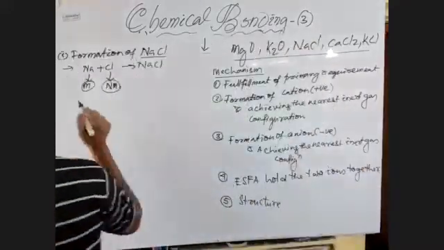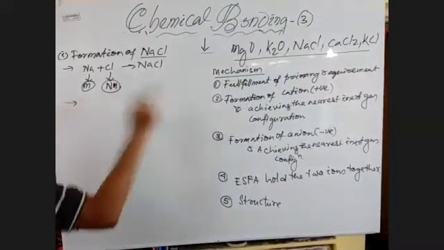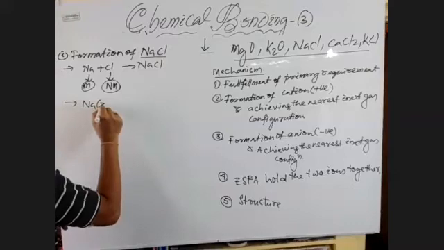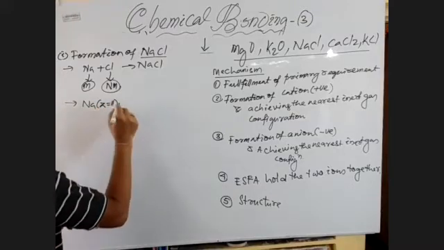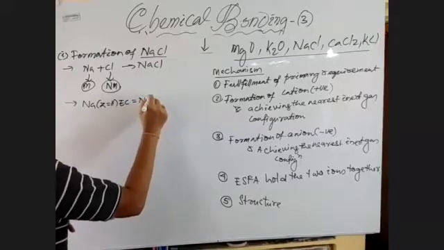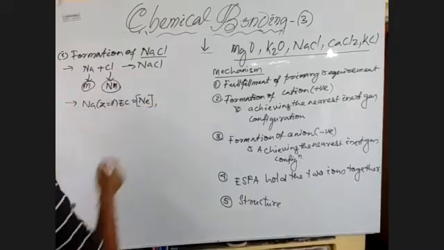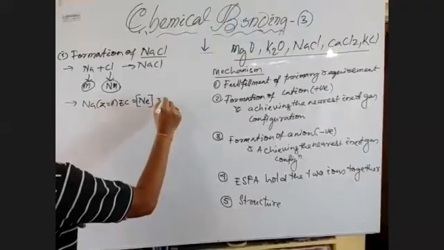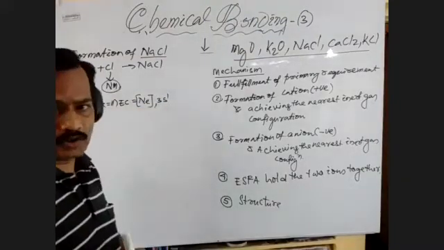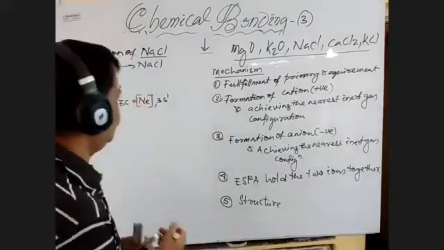Okay. Now, the second point. First, the sodium. The atomic number is 11. So for the electronic configuration, I can write directly the neon configuration along with the 3s1 electron. So it has one electron in its outermost shell.